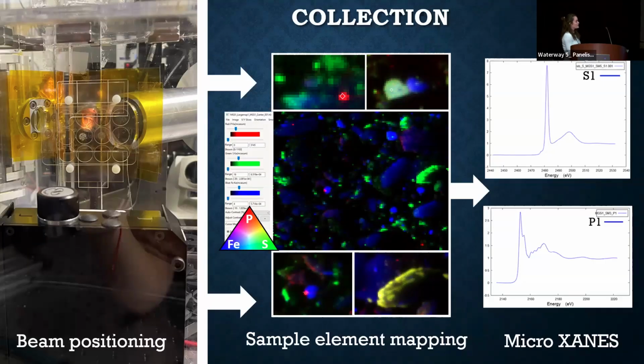Just through visuals, we can see the different colocalizations and distributions of these elements, and we can do these fine-tuned mappings on each area of interest. From that, we can find the point where it has the highest counts or concentrations of the elements that we're interested in. And we can run these microXANES on these points, which give us pretty much a fingerprint of what species is there.